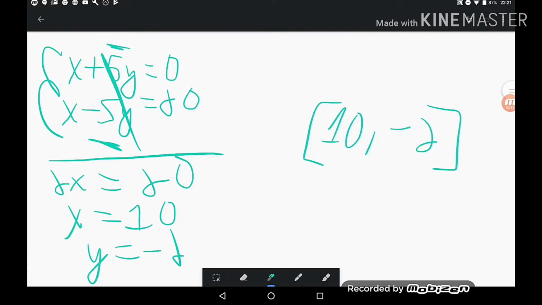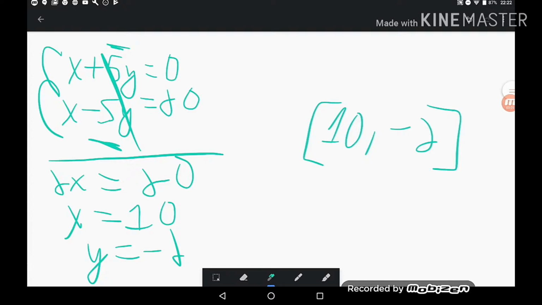Same thing for the bottom equation. You plug in 10 for x and multiply by negative 5 times negative 2, you get positive 10, so 10 plus 10 equals 20.